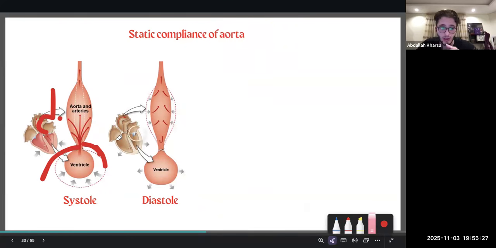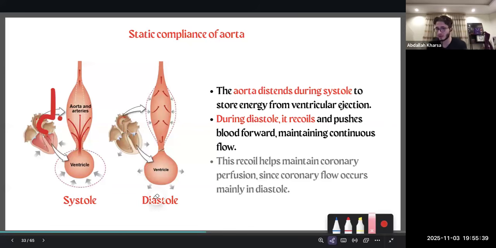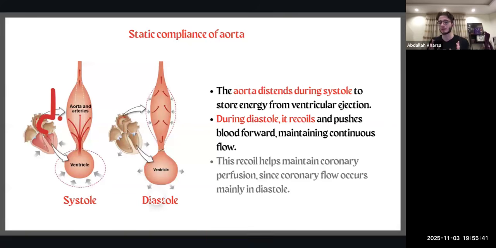Yes, I'm glad. Right. Let's just read the text. We said the aorta distends during systole to store energy from ventricular ejection. This is because we want blood to keep moving, right? During diastole, the word diastole means relaxation. The heart is relaxing, right? The heart itself is relaxing. The aorta recoils. It literally recoils like a rubber band, right? And it pushes blood forward, maintaining continuous blood flow.